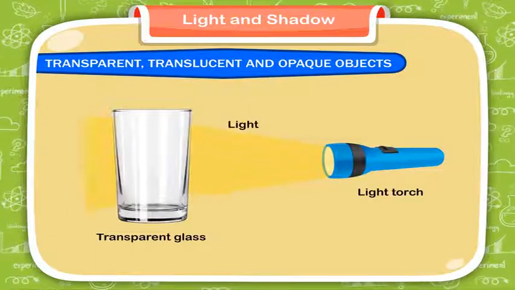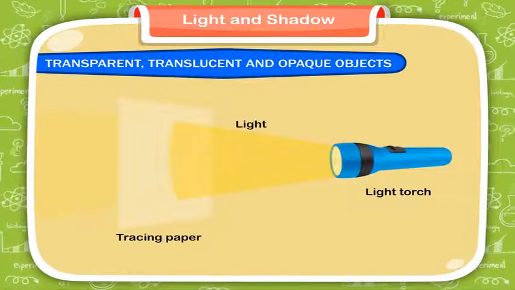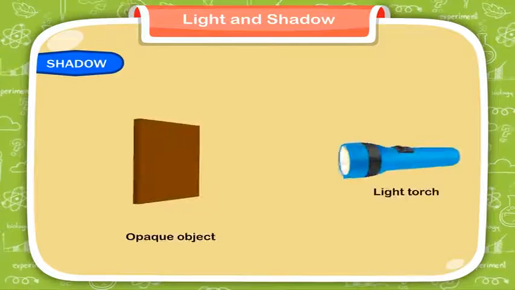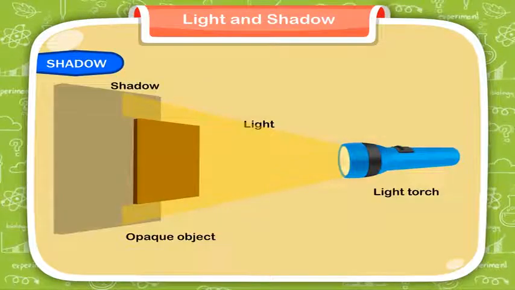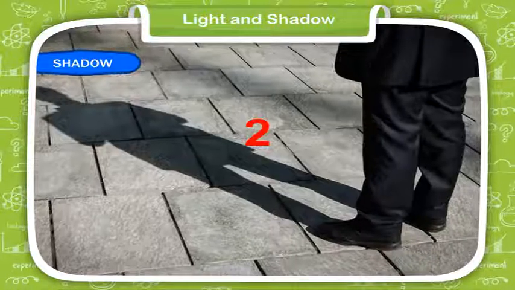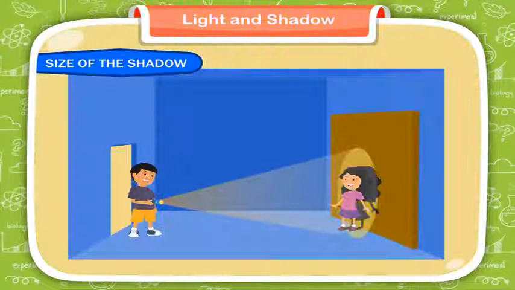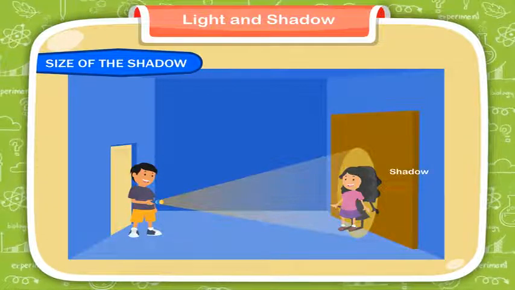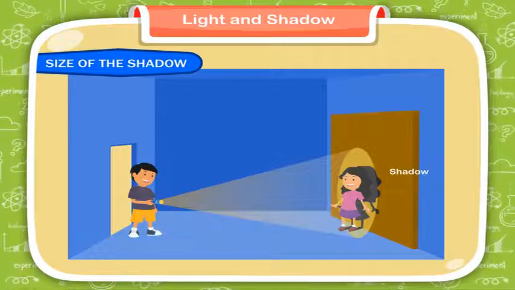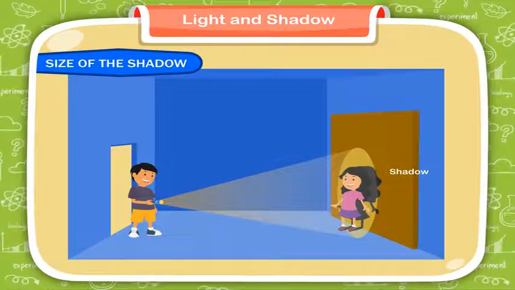Now if you keep a transparent object, a glass, in front of it, it does not block the light. So shadows are not formed. Translucent objects, if you keep, what happens? They can form shadows, but they are not very dark. But opaque objects, if you keep, the path of the light is completely blocked and they can form dark shadows. The shadows are always formed on the opposite side of the source of light. So that is how shadows are formed. A shadow is formed when an object blocks the path of the light.